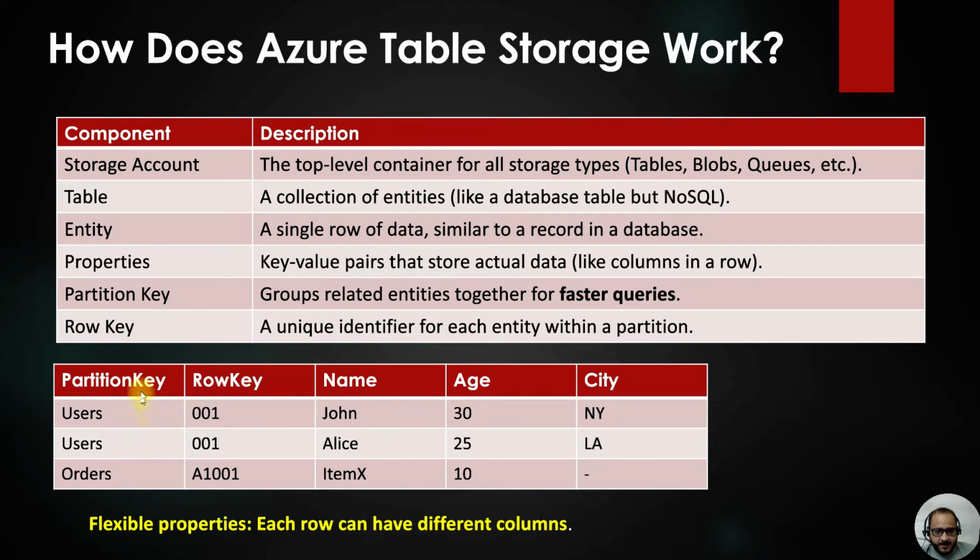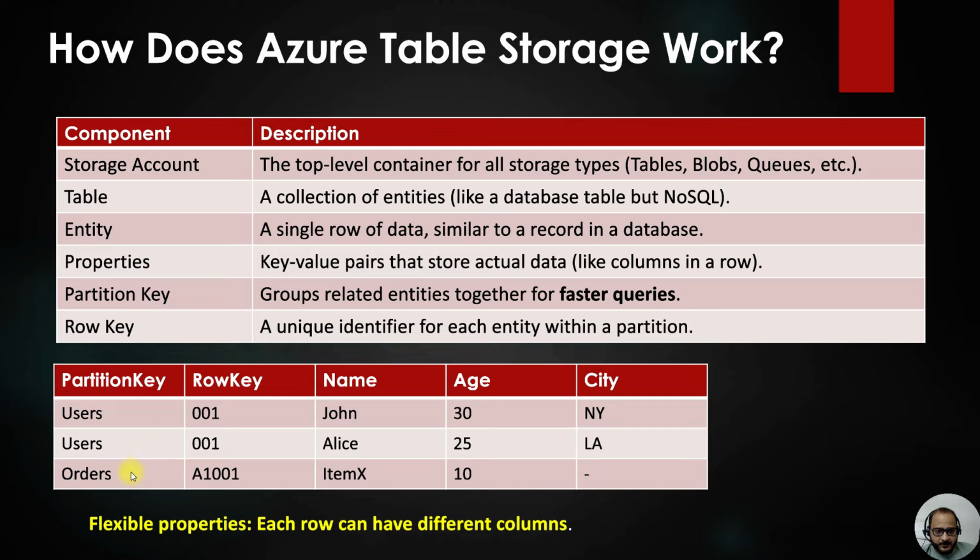With the help of the partition key and row key, we can easily fetch unique records. If we want to fetch the records for users, we combine the partition key and row key and we can get all the details about all the users we have stored, like in this case John and Alex. Both records we can fetch with the help of the partition key and row key.